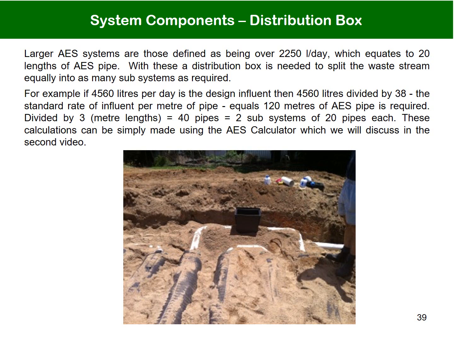Divide this by 3 for the metre lengths, and we come up with 40 pipes, which is 2 subsystems of 20 pipes each. These calculations can be simply made using the AES calculator, which we will discuss in the next video.